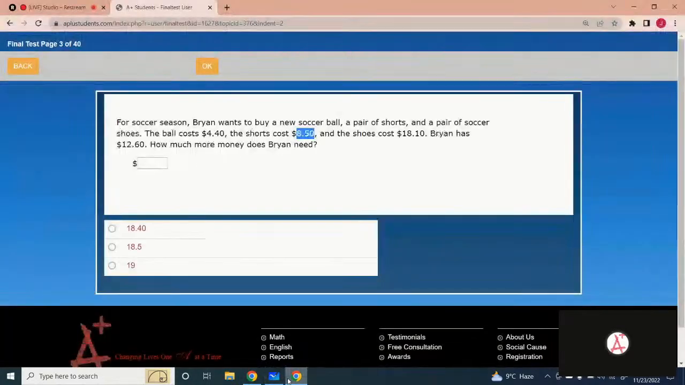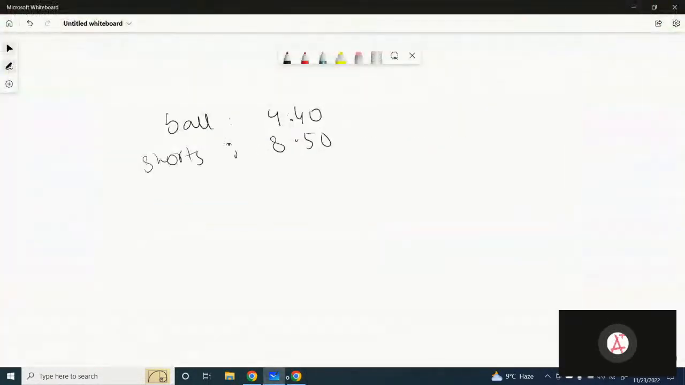And for the shoe, he needs 18.10. Just add all the amounts: 0, 4 and 5 and 4, 9 and 1, 10, 0, 1 carry, 8 and 8, 16, 17, 18, 19, 20, 21, 1, 2 carry, 2 and 1, 3. That means the total amount he needed is $31.